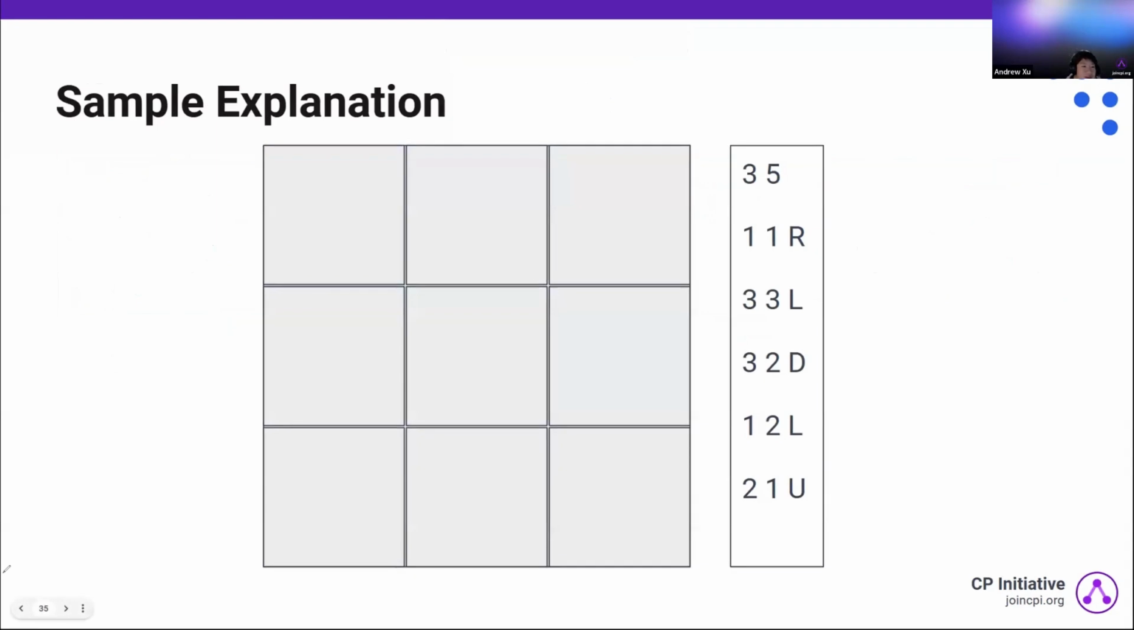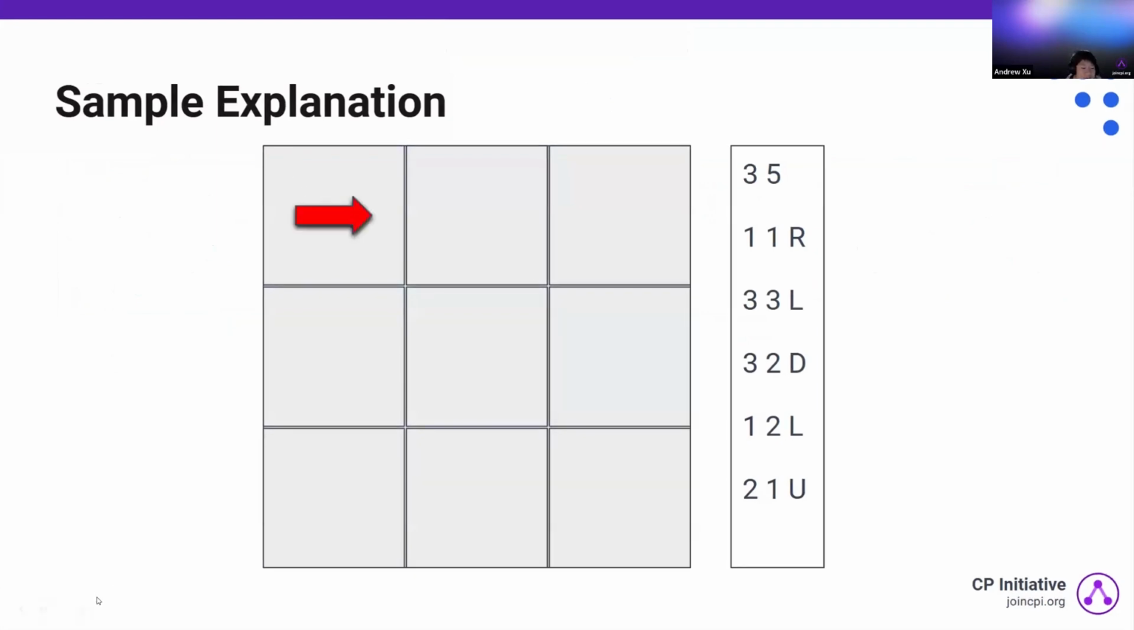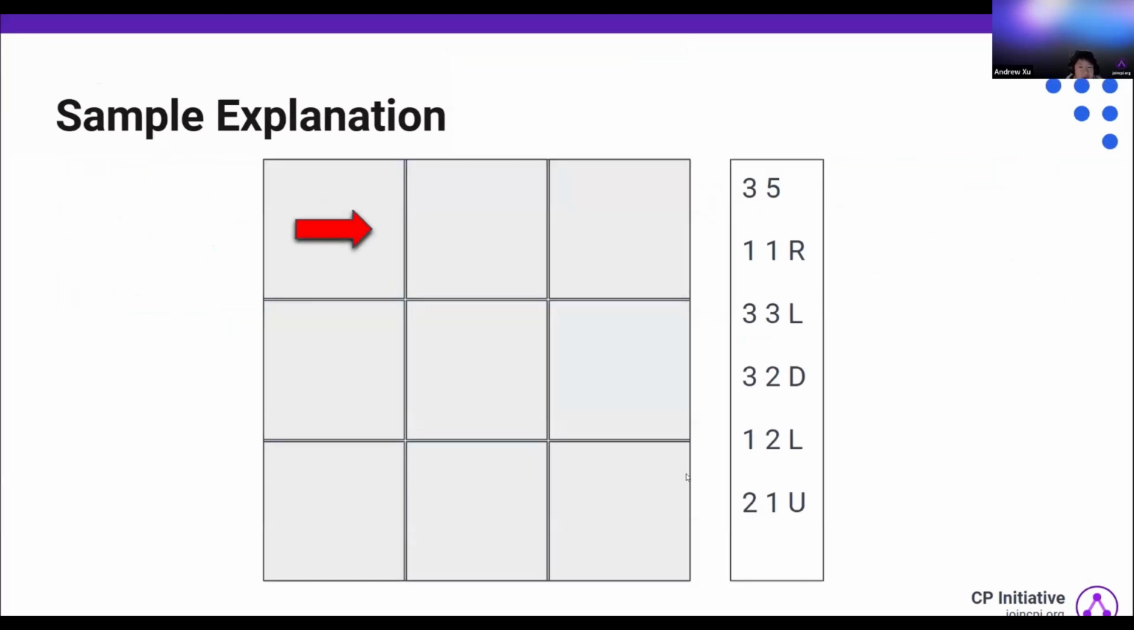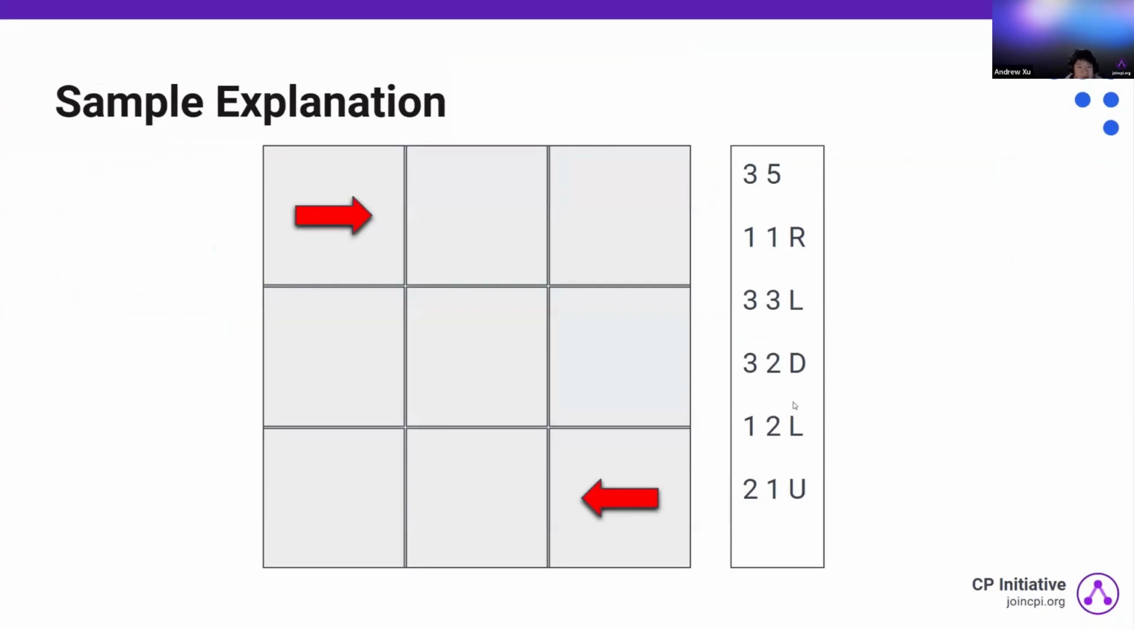So 1 1 R, it's gonna place it there. The arrow faces right, and then 3 3 L, it's gonna place it on the bottom right, facing left. 3 2 D, it's gonna place it 3 down, and in the second column, and facing down. And then 1 2 L, it's going on the first row, and the second column. And then 2 1 U, it's going 2 down and in the first column.